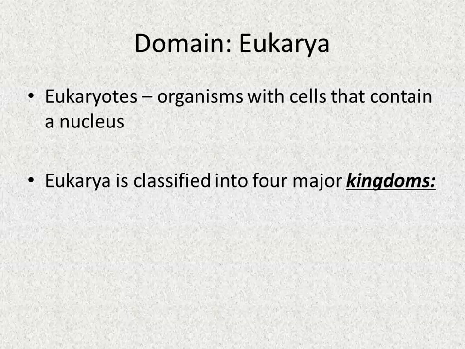The last domain is called eukarya, and this is the domain where we belong. They're called eukaryotes or eukaryotic cells, and these are organisms that have cells that contain a nucleus. They're more complex, and again, when we say eukaryote, it's cells that have a nucleus. So any organism that has cells with a nucleus would be in this domain. Now, because this domain is so large and so broad, we break this domain down into four major kingdoms. And those kingdoms are protists, fungi, plants, and animals.